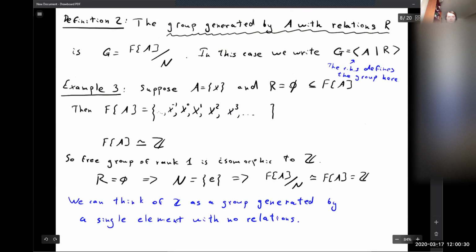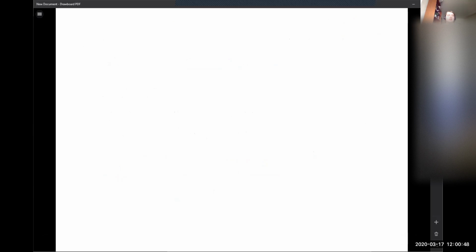Okay. So in these notations, we would write that Z is isomorphic to a group generated by X with no relations. So let's move on to example 4. Let's look at the group G, again generated by a single element, subject to the relation x to the n.